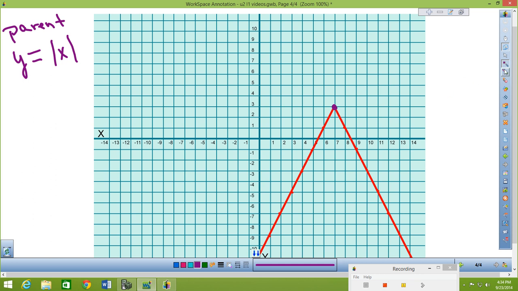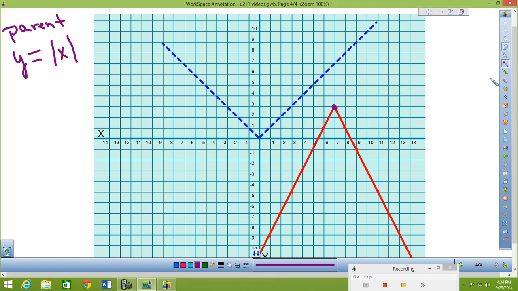Well, let me put the parent function on here so that we can do some comparisons. The absolute value parent function would look like this. It's always good to have something to compare it to. I think you maybe have the parent function on your paper. Okay, so here's my parent function that we're going to compare it to.